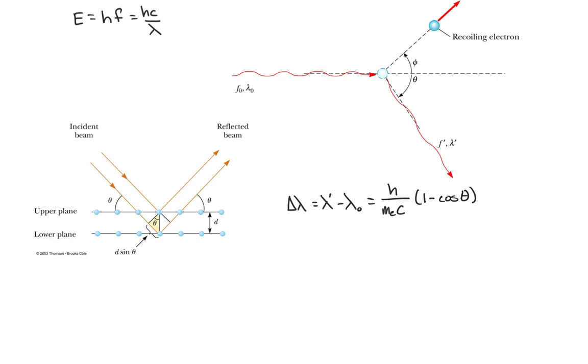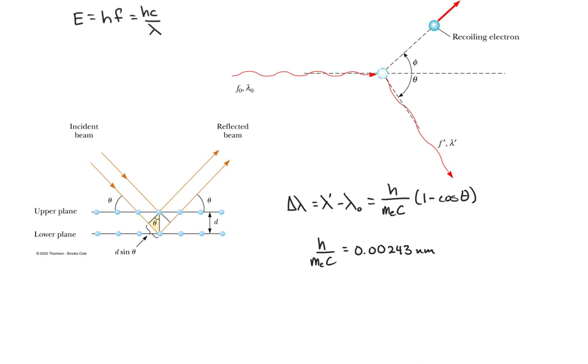Now this quantity here, h over the mass of an electron times c, is called the Compton wavelength. And the Compton wavelength is equal to 0.00243 nanometers. This is a very small wavelength compared to visible light.